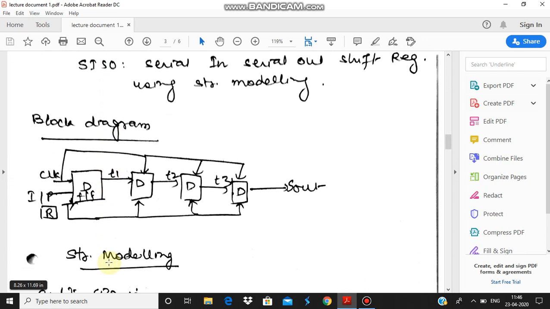Two types of shift register I'll show you. I'll show you the serial in serial out shift register and the parallel in parallel out shift register in the next video.